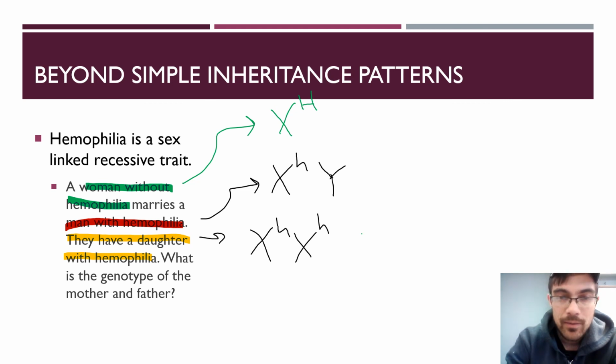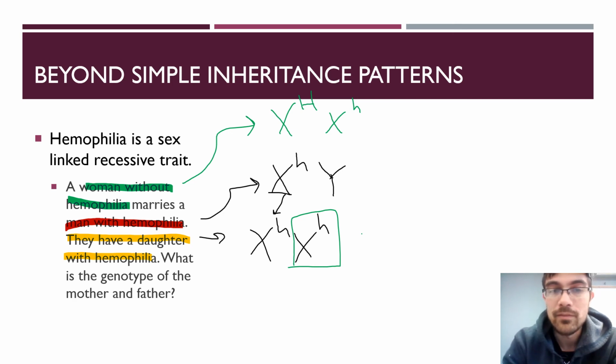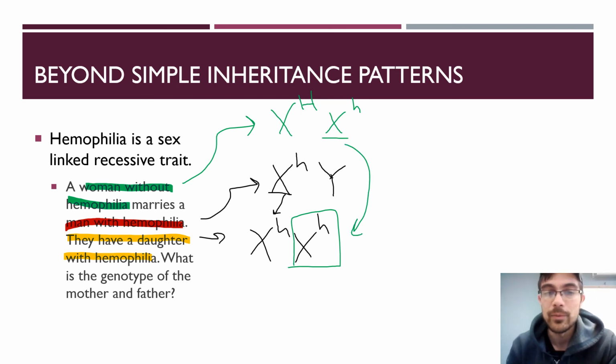However, this hemophilia allele was passed on by the father. This one just goes directly there. That means then the other one, in this case this one, must have come from the mother. So she must be a carrier then, which is how the second copy of that allele was passed on.